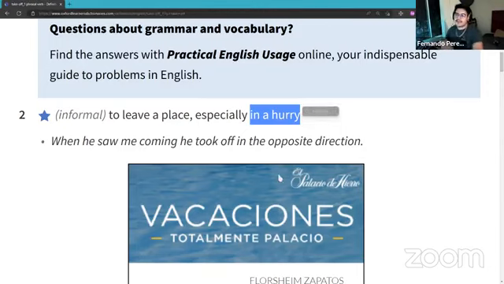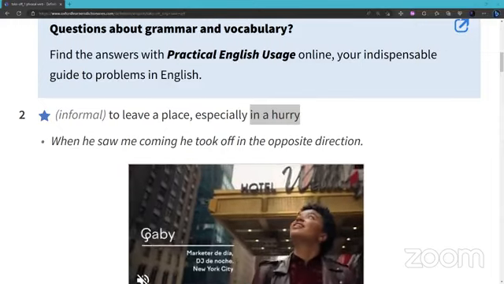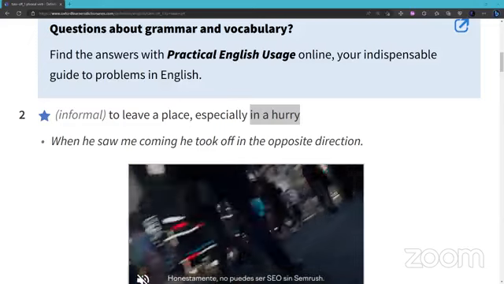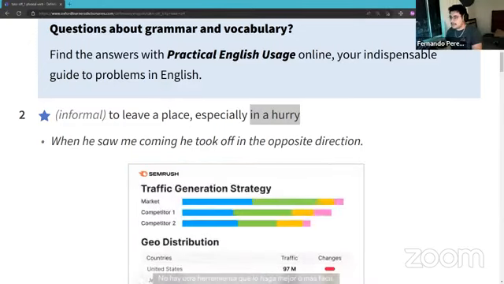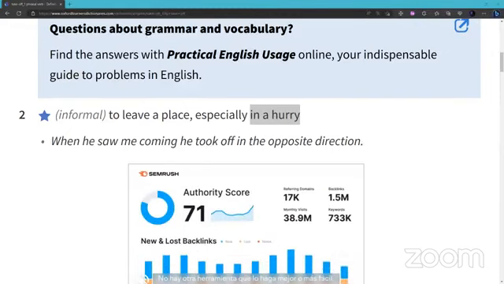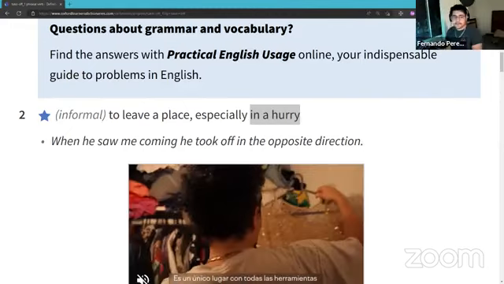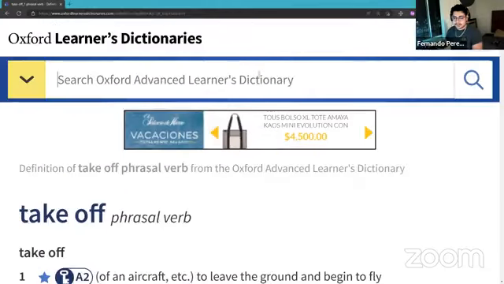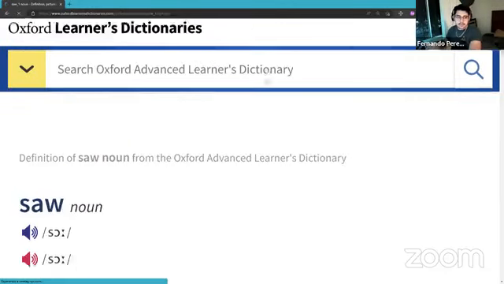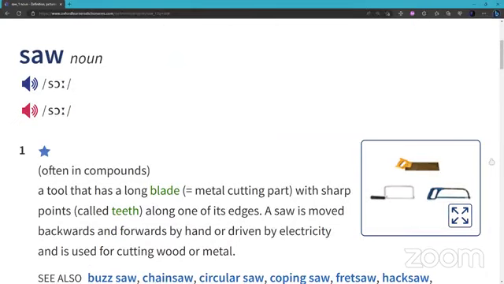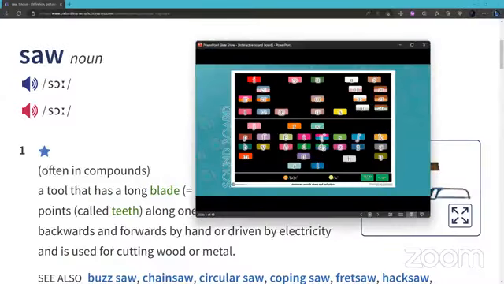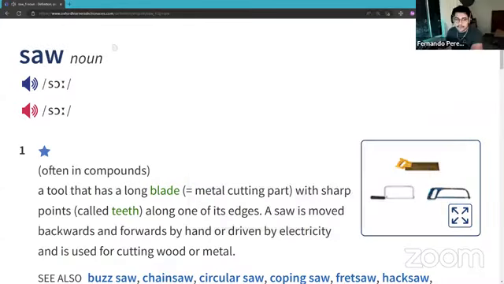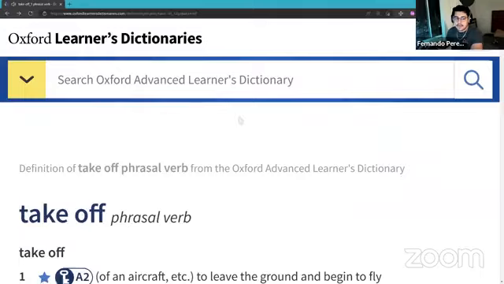How would you replace it in this sentence? When he saw me coming. Preposition, present, and past. When he saw me. Okay. Coming? Let's go to the preposition. Yes. The preposition is with this symbol. Saw. All right. One more time.